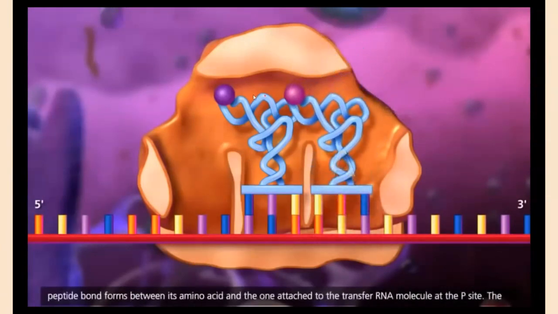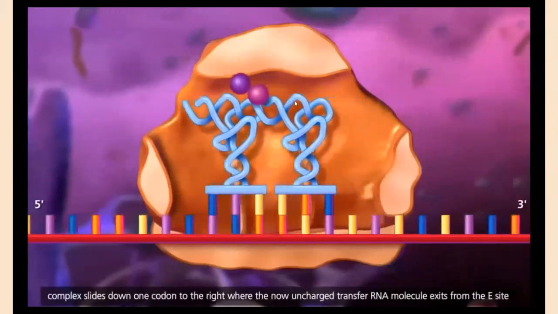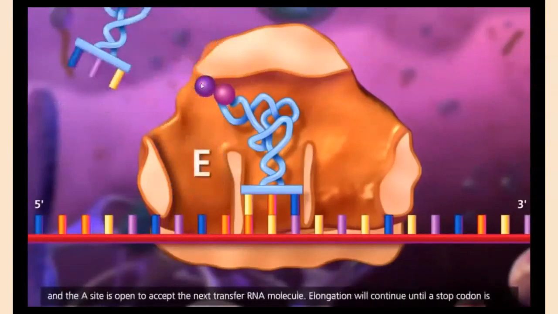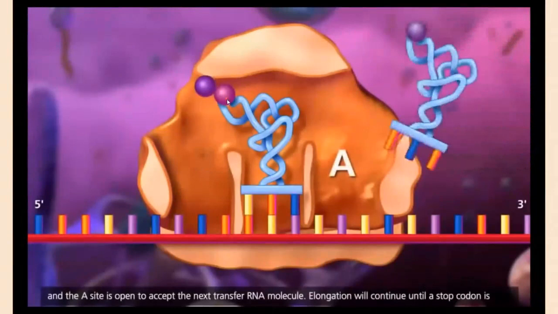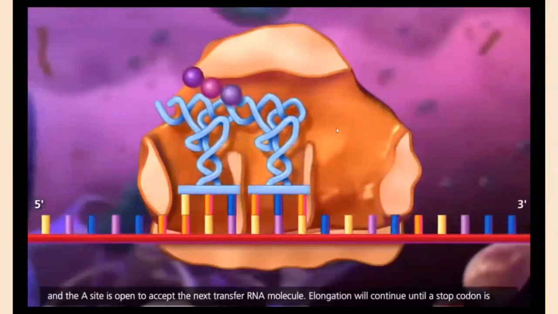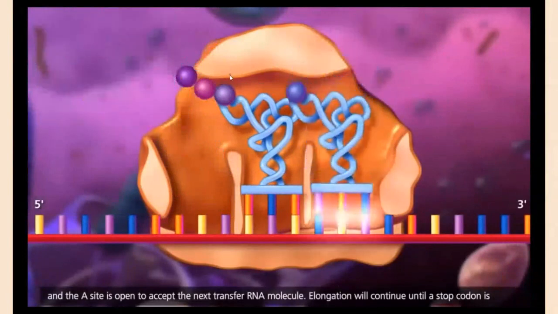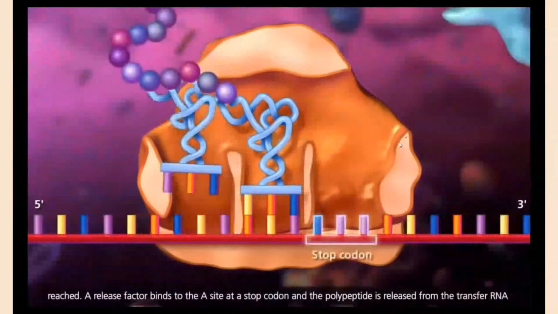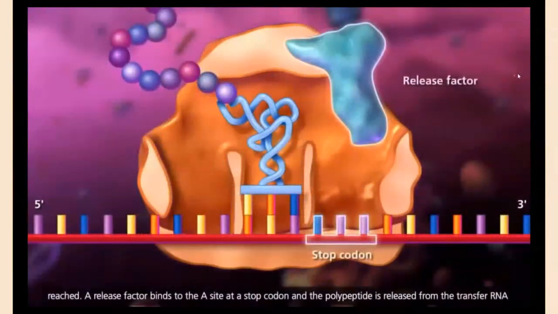So now a peptide bond will form between these two amino acids as the whole complex will move from the 5' to the 3' direction. It will move over. Now this empty tRNA is in the E site and will be rejected, leaving behind the growing polypeptide chain, and a new tRNA will be added. This will continue and that chain will grow.